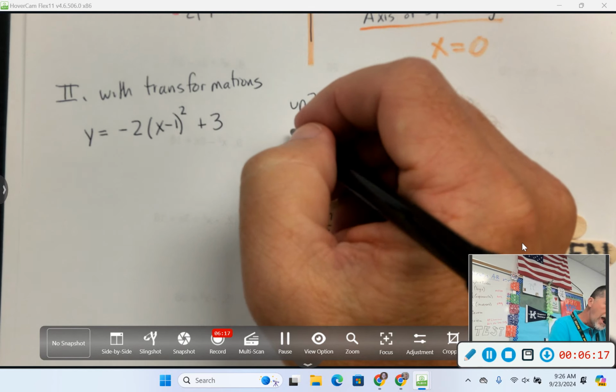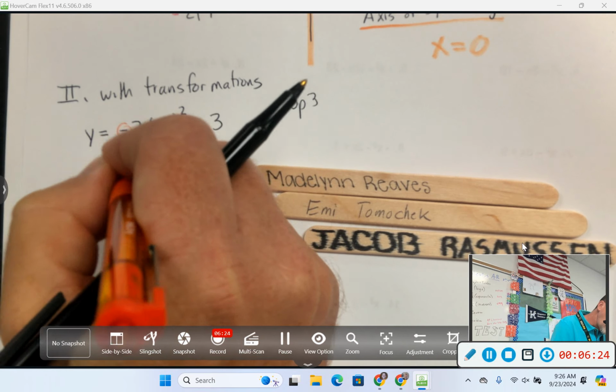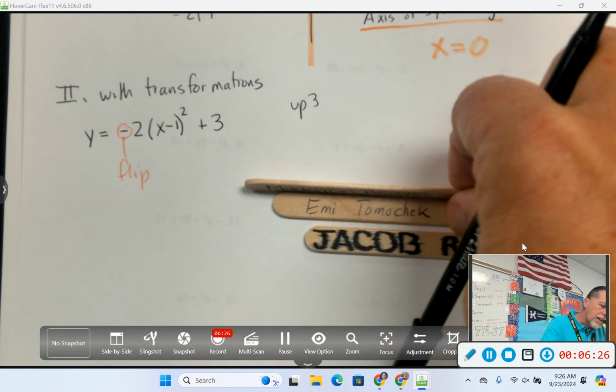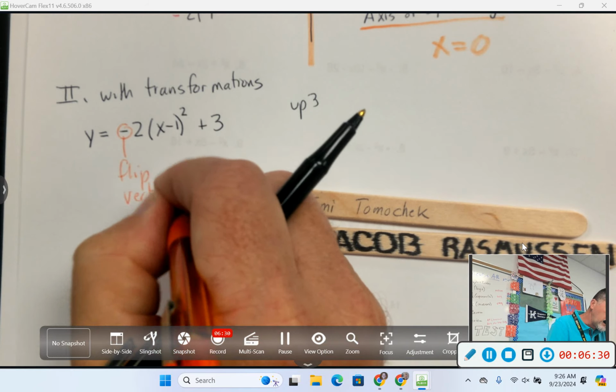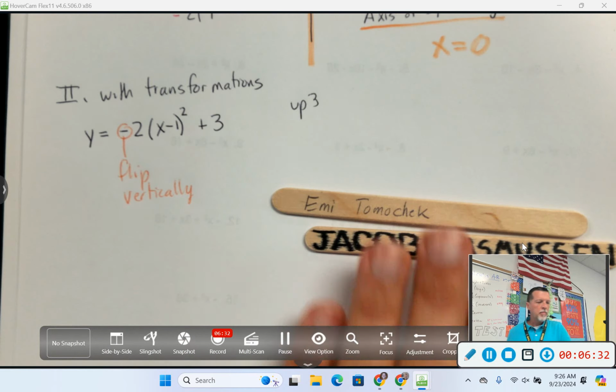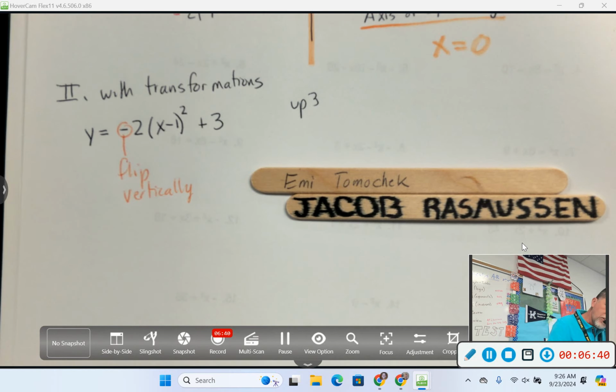Flipped. Okay. What about that is telling me the flip? Good. I'm going to be a little more precise. I'm pretty sure this is what you mean, but flip vertically. Emmy, what else is going on? A vertical stretch by 2. Okay, vertical stretch of 2.